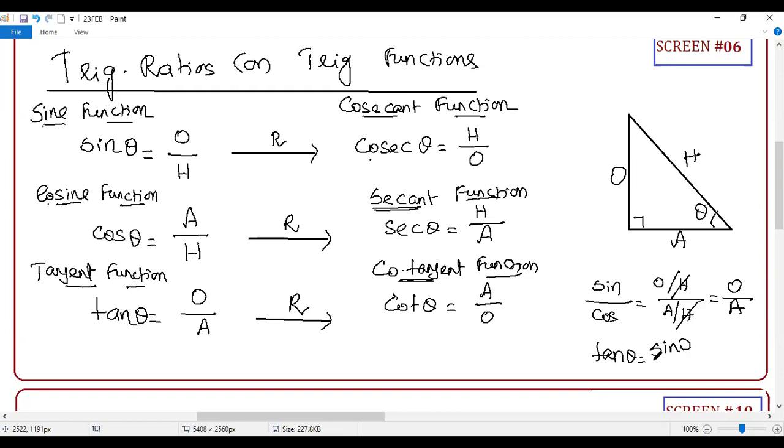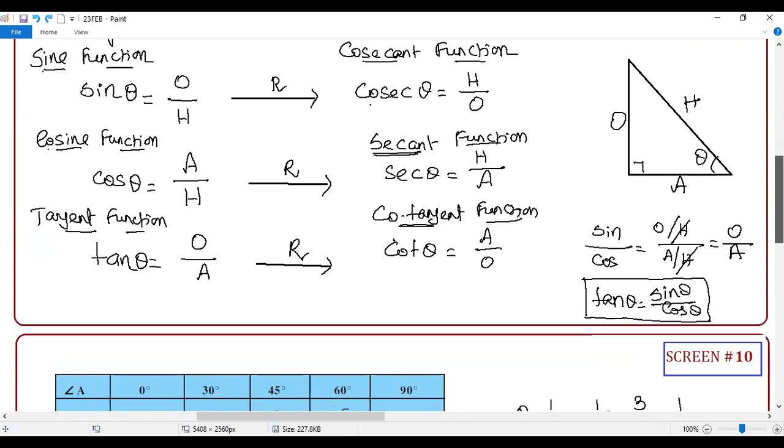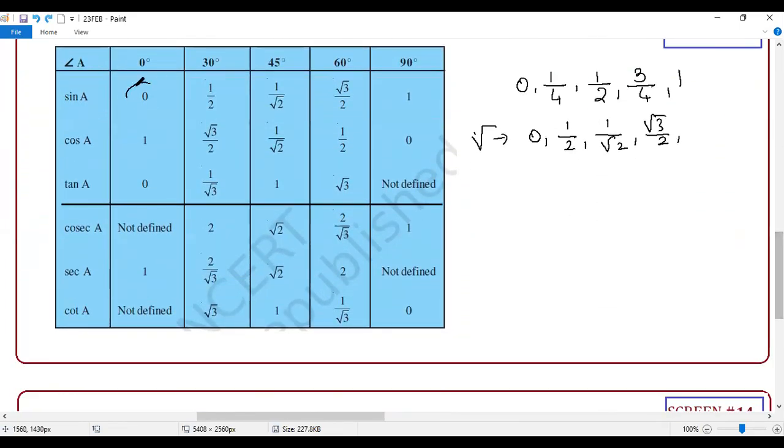So, guys, a very important formula: tan theta equals sine theta by cos theta. Right? Which means if you know the sine value and cos value, you can find the corresponding tan value. Are you clear? If I know sine 0 and cos 0, I can find tan 0. All you need to do is divide. You will get this value.